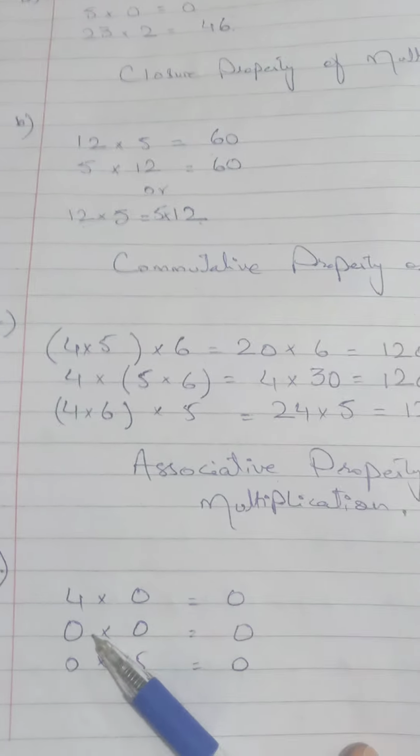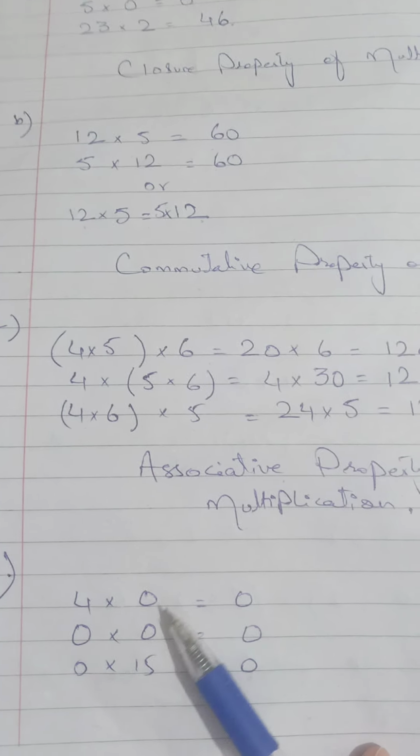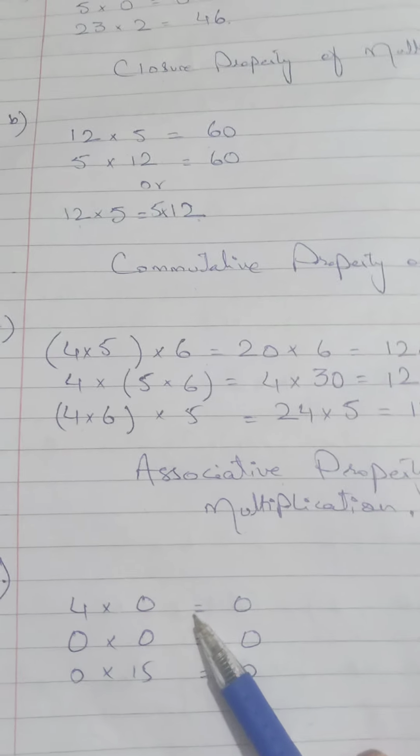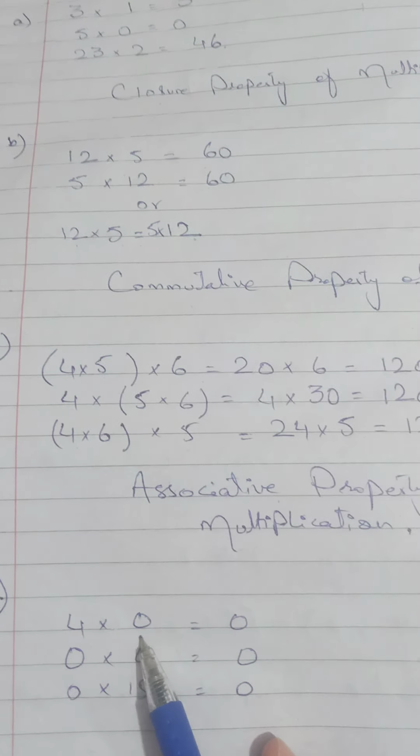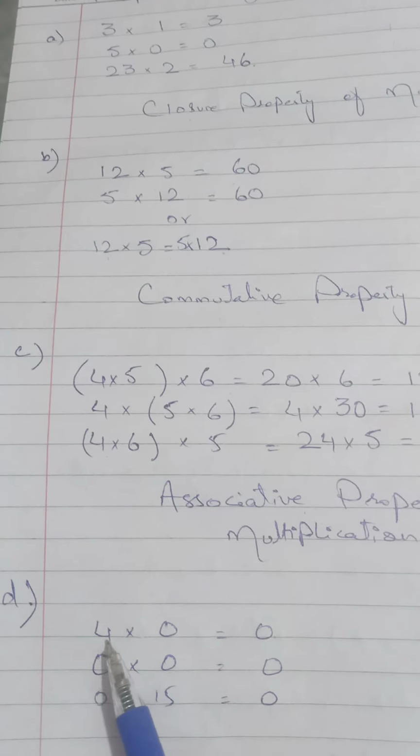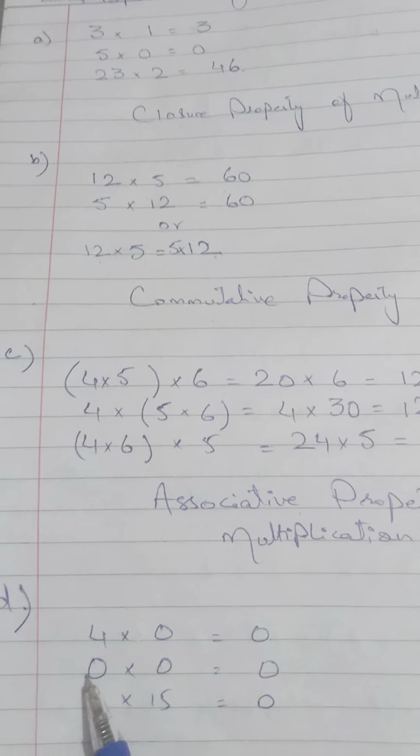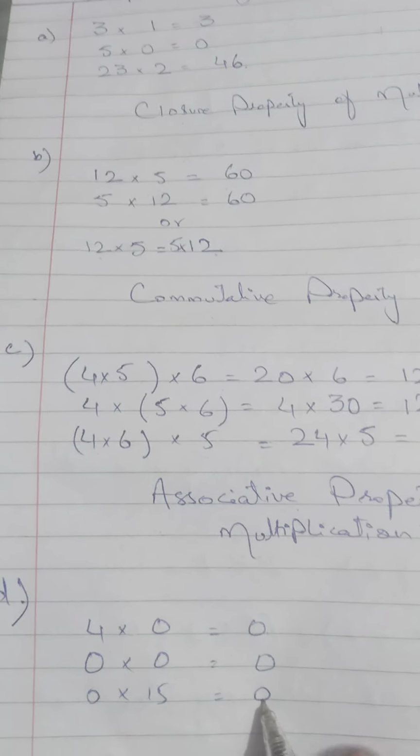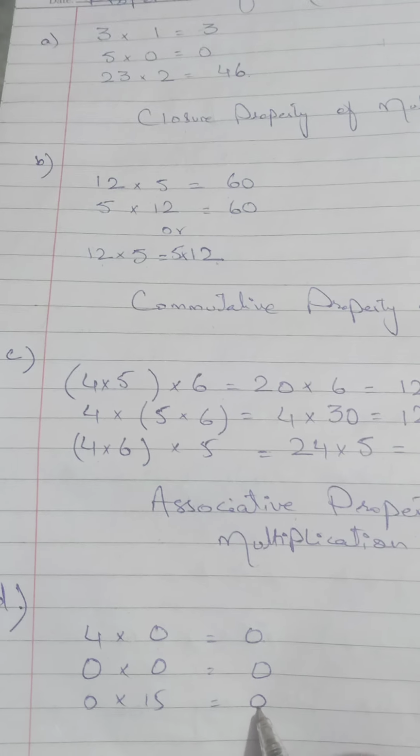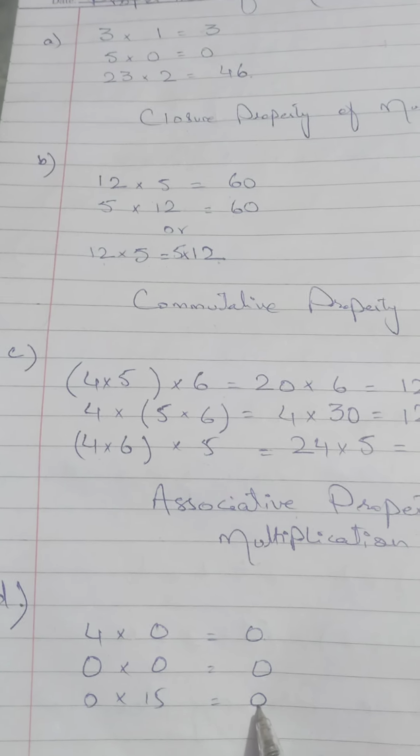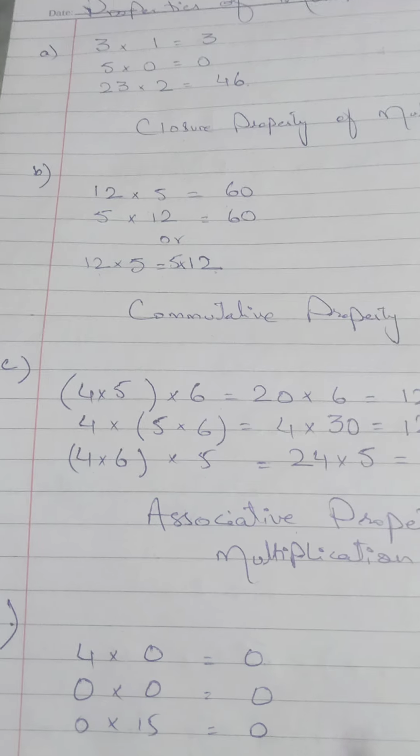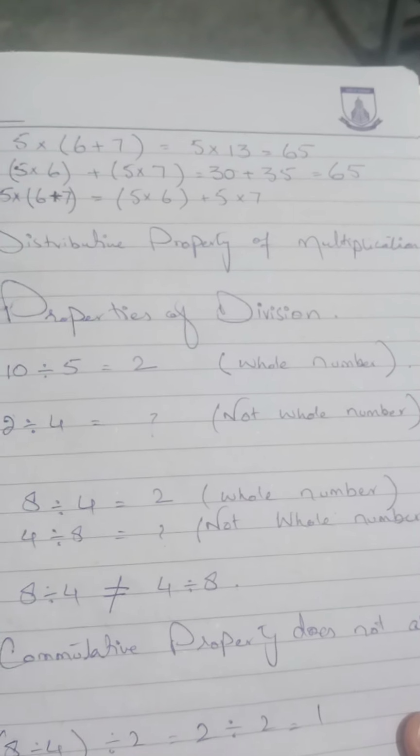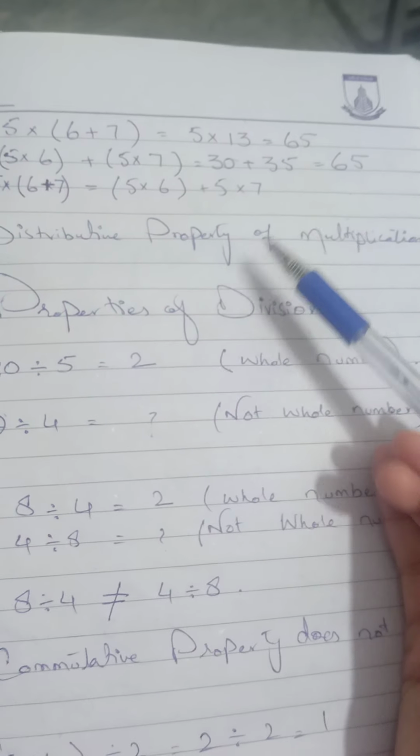The next property is: the product of a whole number and 0 is always 0. When you multiply any whole number with 0 you always get 0. You can see that 4 into 0 you get 0, 0 into 0 you get 0, 0 into 15 you get 0. If we multiply any whole number or any natural number with 0, then the resultant answer will always be 0.